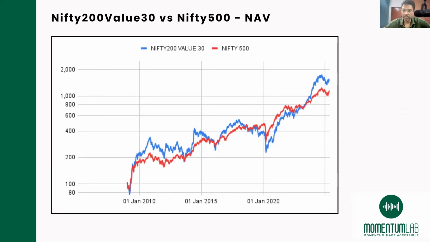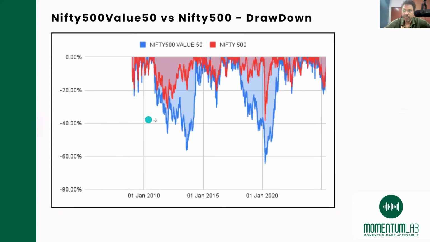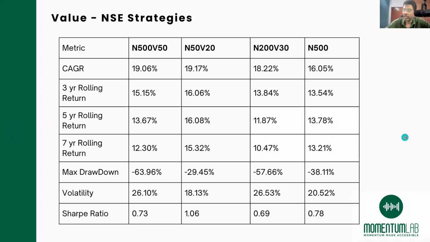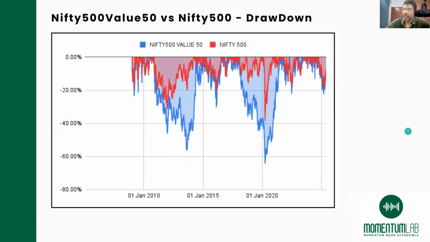The value outperforms when the markets are up, and it gives away all its returns during downturns and converges with Nifty 500. The exception is Nifty 50 Value 20. Let's take a look at the Nifty 50 Value 20's graph.